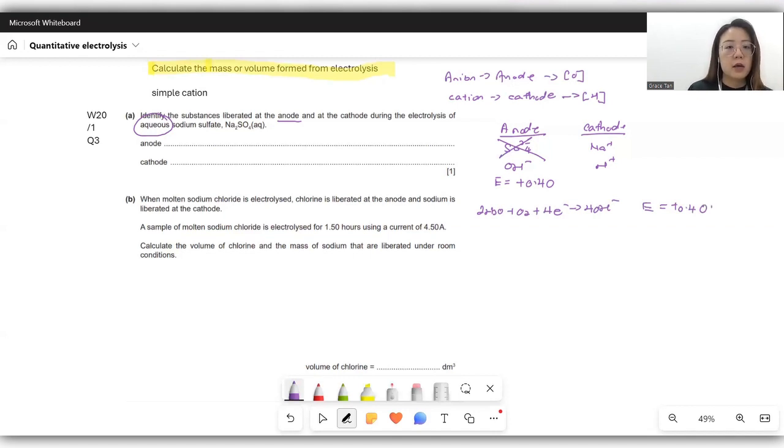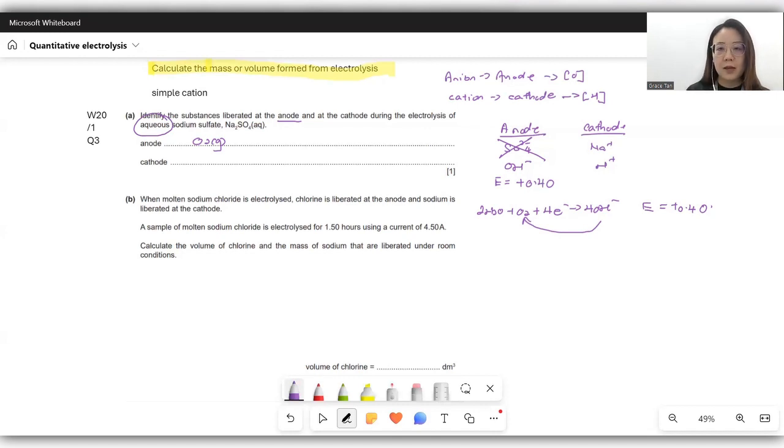What is the substance liberated? So your answer is hydroxide will liberate oxygen gas. Okay, sulfate, nitrate normally are not discharged. And for a general rule, we will always pick the more negative E value to be discharged.